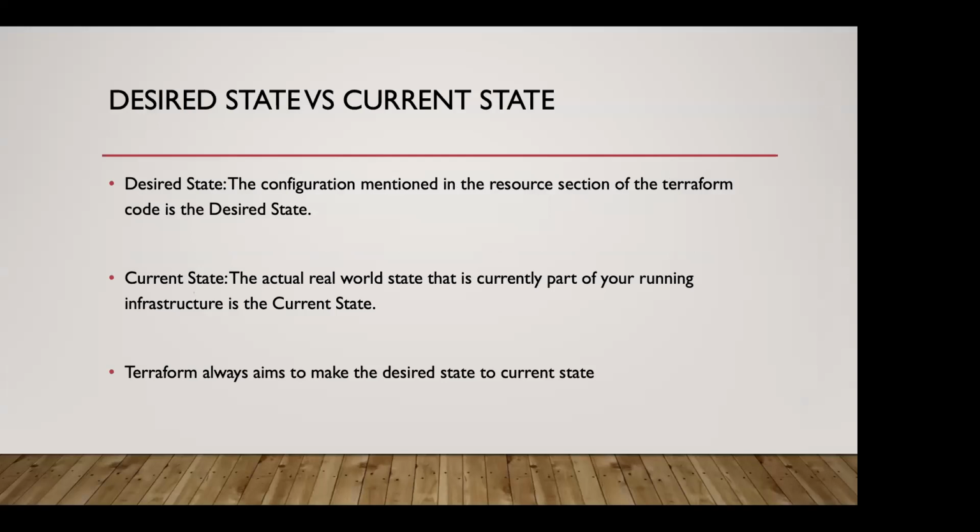So these are the state files that we are talking about. When you look at Terraform, there are basically two things to look at. There is something called the desired state, and there is something called the current state. The desired state is the configuration that you have mentioned in your Terraform code. The current state is the actual state that is present in the actual instance, in your AWS provider. Terraform's main aim is to always make the current state match the desired state.